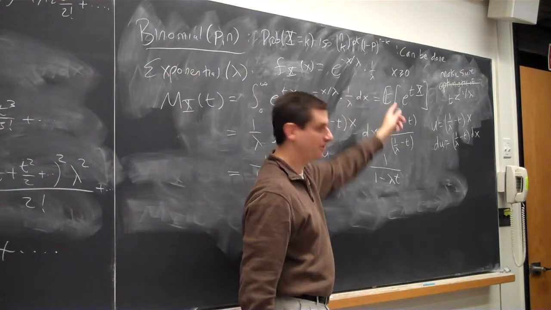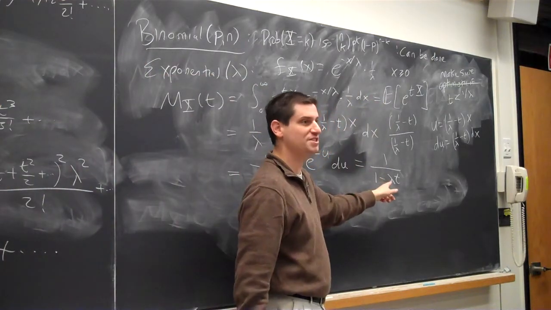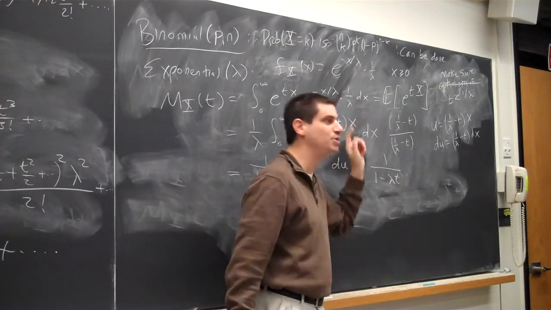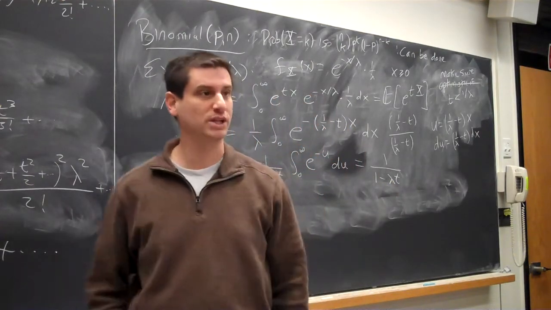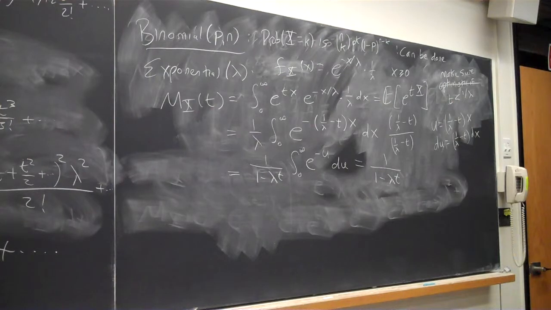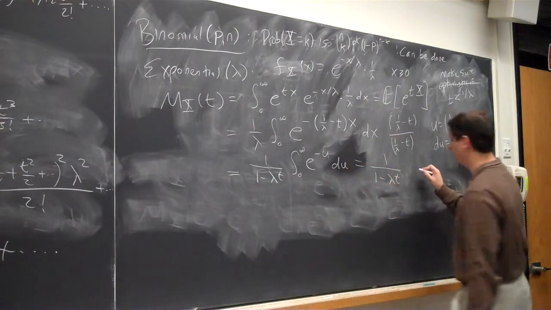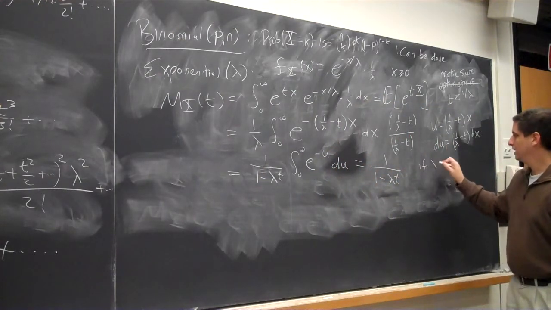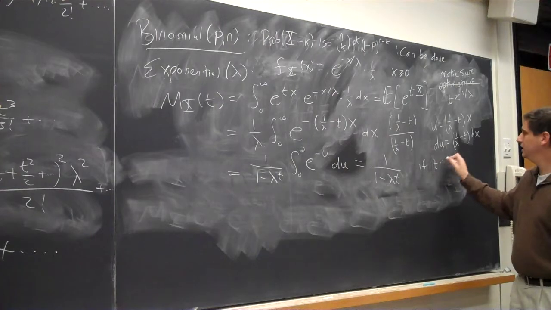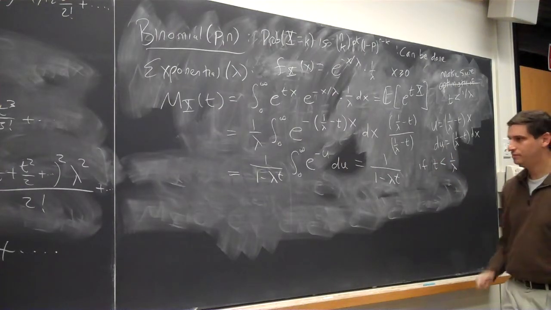converging. Now, interestingly, at the end of the day, we get something that makes sense and agrees with the original function in the range where t is less than 1 over lambda. In complex analysis, this is called analytic continuation. This is very useful. So this is true if t is less than 1 over lambda.